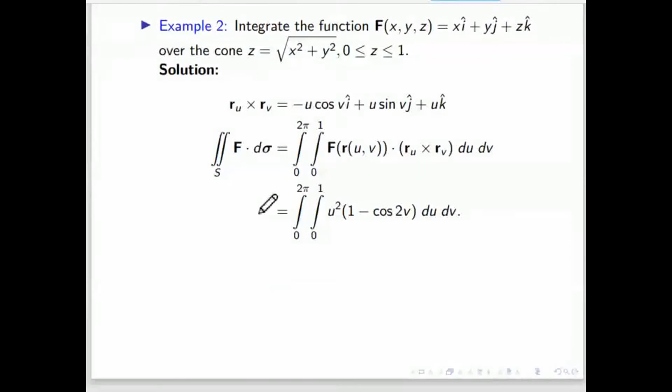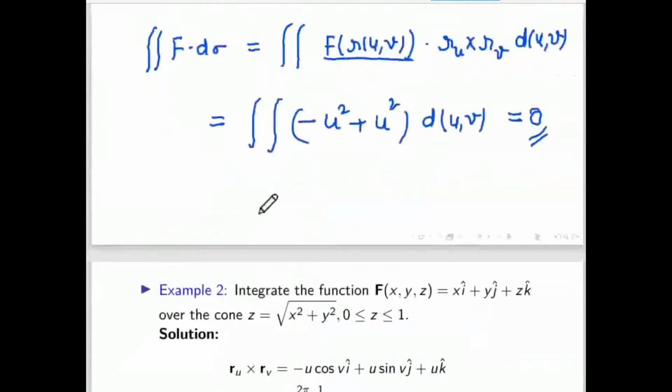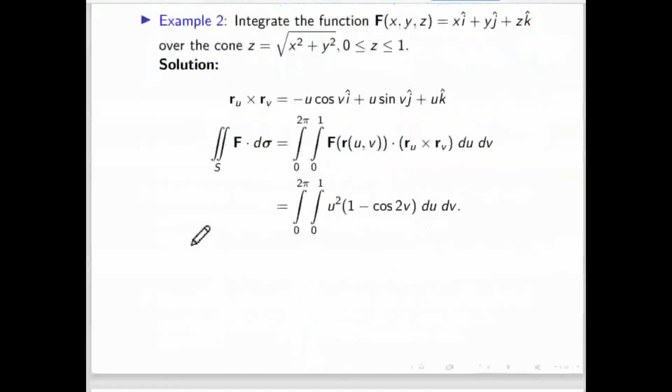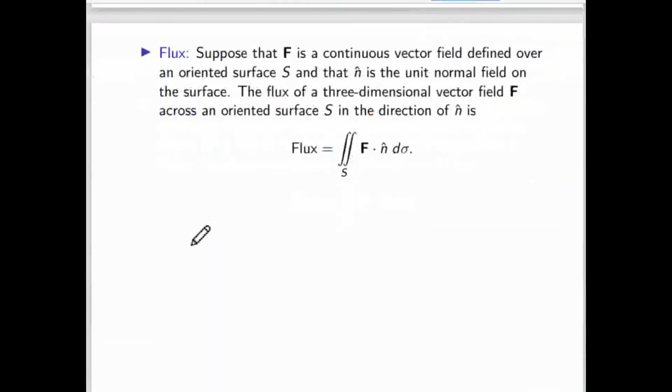Sir, 0 means there is no surface? Or what is that? The surface integral is 0. Sir, what is the pictorial view of 0? Yes, it will represent a flux. Yes, so flux is 0. Now we'll go back to this. Yeah, this is the flux.